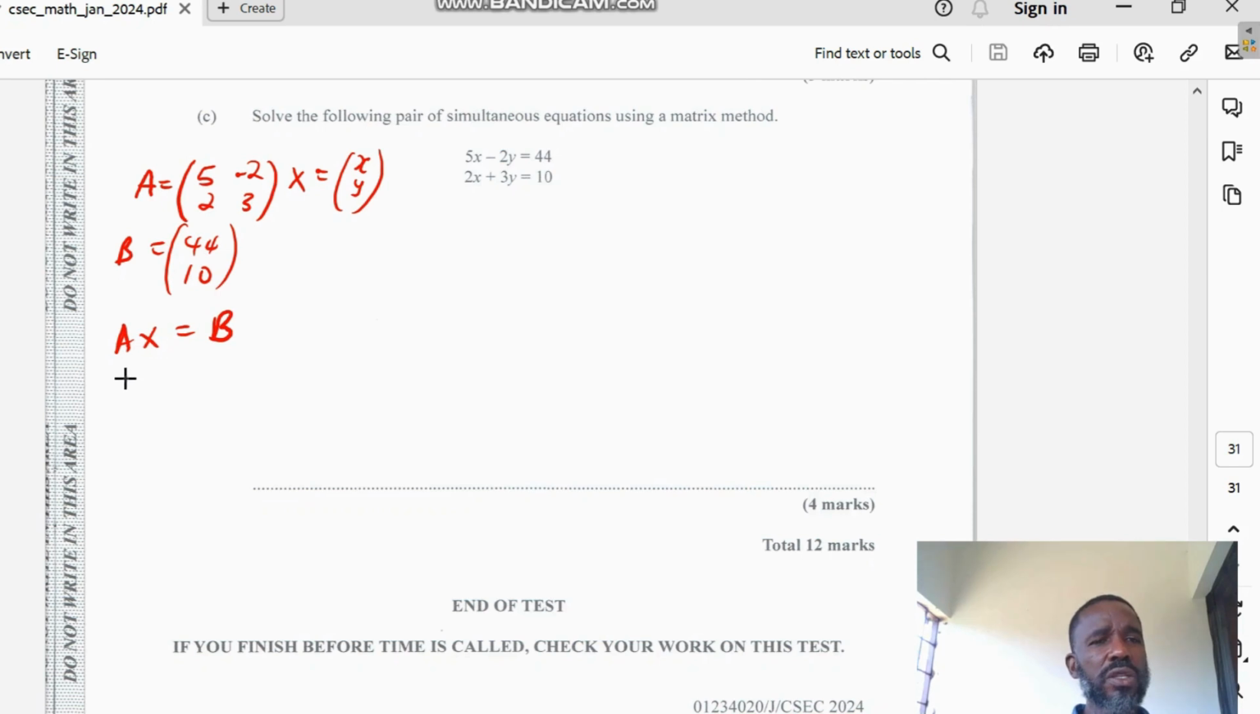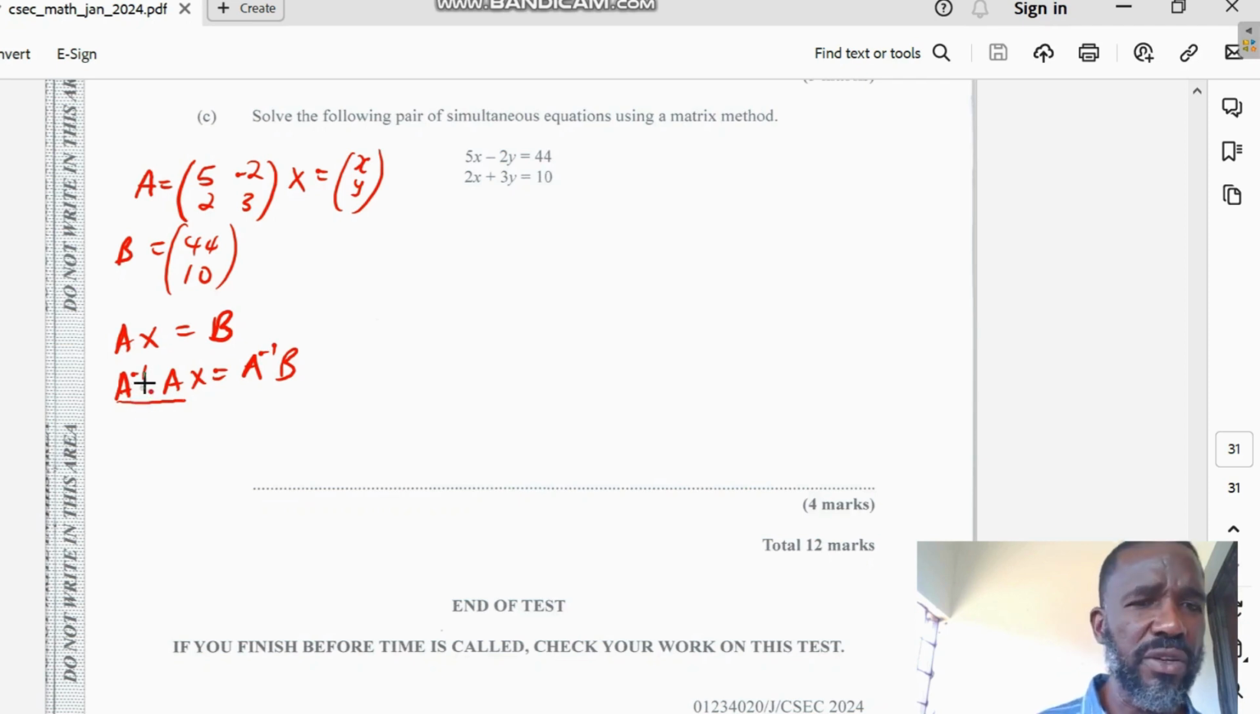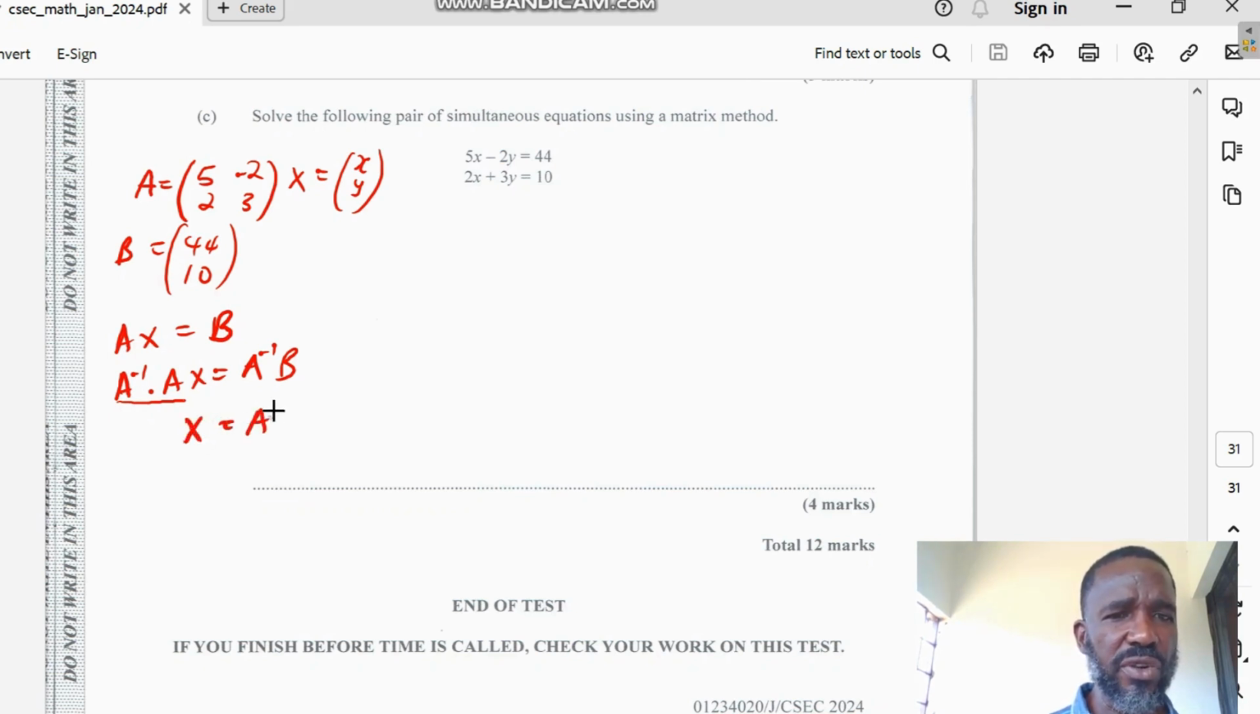Now, if AX is equal to B, remember when we multiply a matrix by its inverse, we are going to get the identity matrix. So if I multiply both sides by A inverse, then this side is going to be just equal to the identity matrix, which is 1, 0, 0, 1, and then 1, 0, 0, 1 times X is still going to give us X. So therefore, the most important thing for us to do is to be able to find A inverse, and then we multiply it by the matrix B.